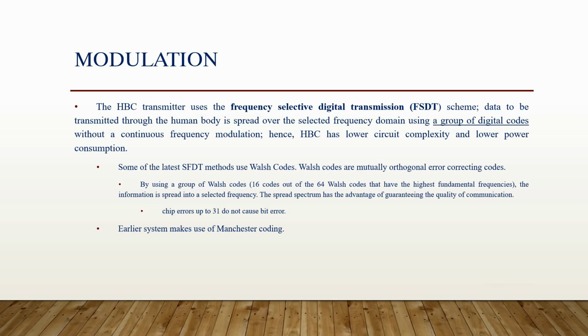Some of the latest FSDT methods use Walsh codes. Walsh codes are mutually orthogonal error-correcting codes. By using a group of Walsh codes, 16 codes out of the 64 Walsh codes that have the highest fundamental frequencies, the information is spread into a selected frequency. The spread spectrum has the advantage of guaranteeing the quality of communication. Chip errors up to 31 do not cause bit error. Earlier systems make use of Manchester coding.